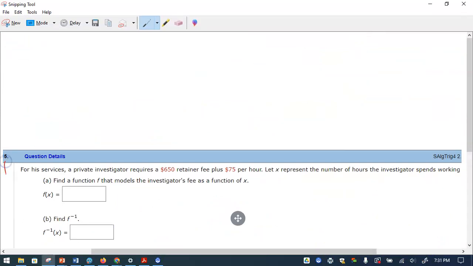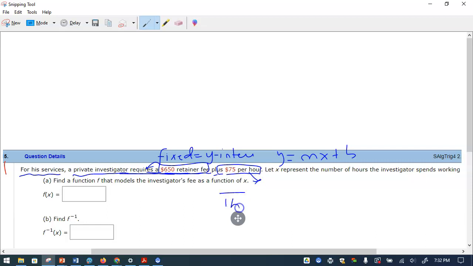Question number 15 here. For his services, a private investigator requires a $650 retainer fee. So this is fixed money, in advance, so every private investigator charges this. This is his fixed amount. And when I talk about fixed, this is the y-intercept in the equation y equals mx plus b, and plus $75 per hour. So this is the rate per hour. So every 1 hour you are spending $75. So that's the slope, the rate of spending.